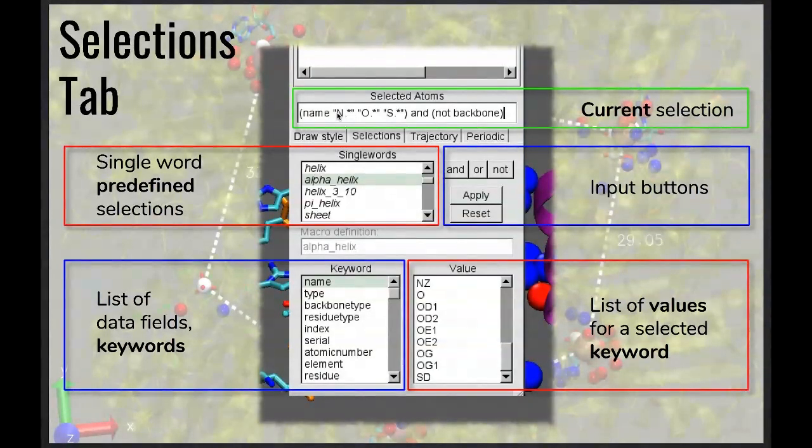So then our selection becomes anything which starts with N, anything which starts with O, anything which starts with S. So this is one part of the expression, and it should be not backbone. And it works.